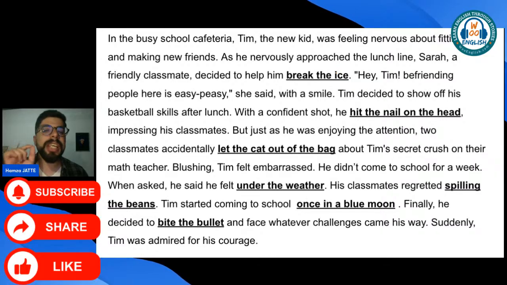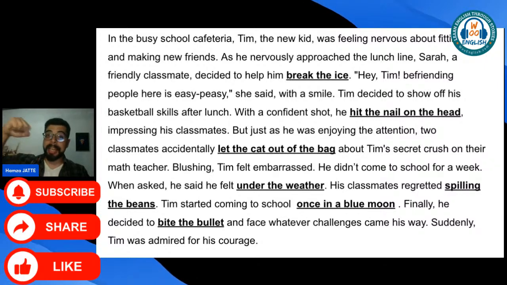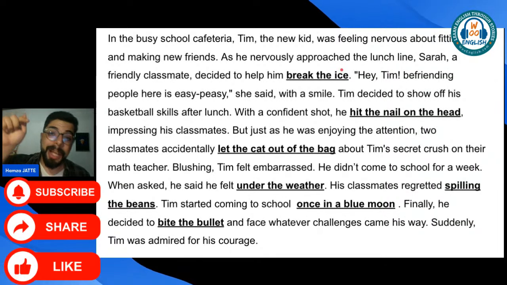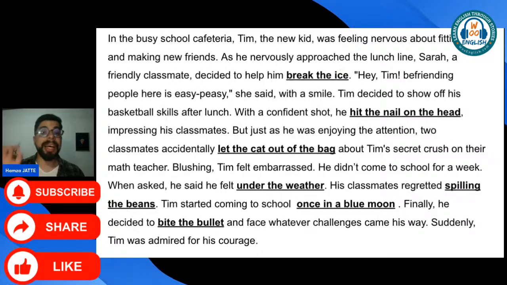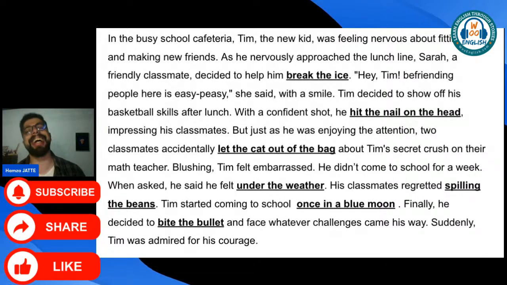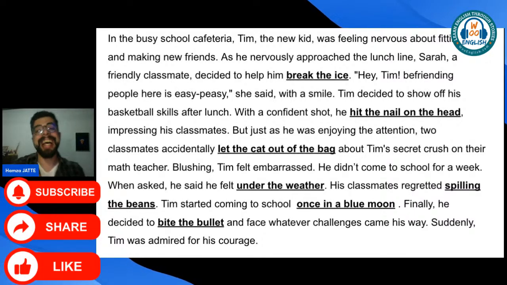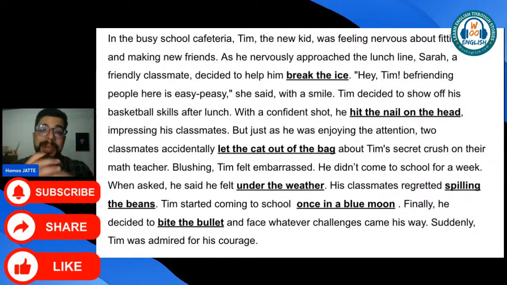But just as he was enjoying the attention, 2 classmates accidentally let the cat out of the bag. Maybe they were having a cat in a bag, or maybe this is another idiomatic expression. If you understand it, drop the meaning in the chat below. Let the cat out of the bag about Tim's secret crush on their math teacher. This is quite a twist. I thought he was having a crush on one of his classmates, but he had a crush on his teacher. When you have a crush on someone, you like that person.